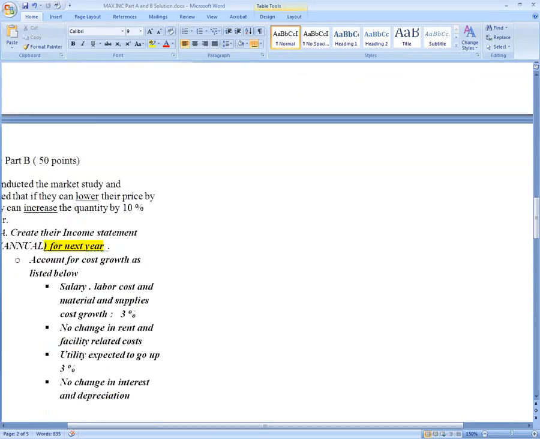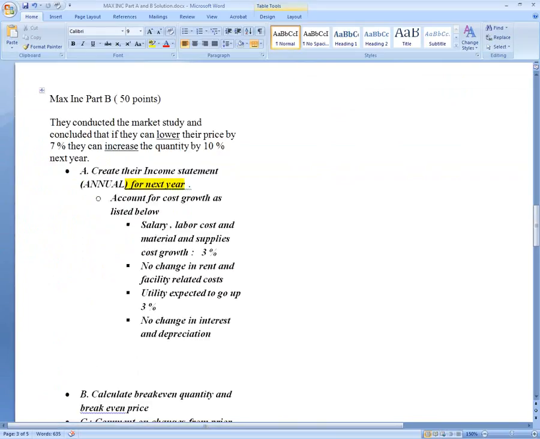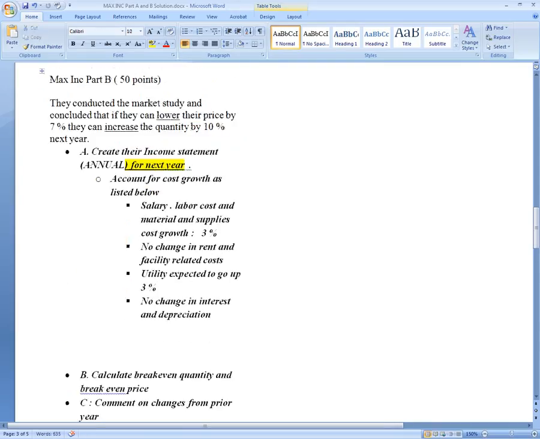Okay. Part B. Part B included another element: what if we had to do some forecasting? The forecasting part comes in when we are looking at our business and we did a market analysis, and what if we can lower the price by some amount, and if we lower the price, people will buy more tables, basically putting stuff on sale. So the assumption is that they lower their price by say 7%, and that will allow them to increase the quantity by 10%. That's the assumption the marketing people have made, either based on prior history or based on the analysis they have done.